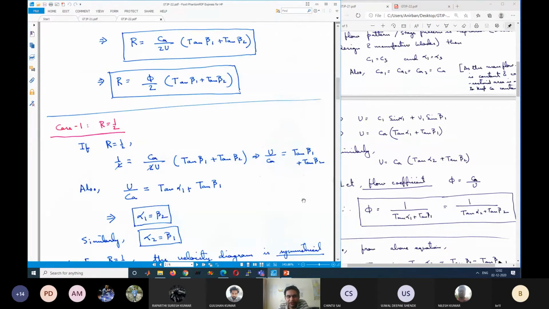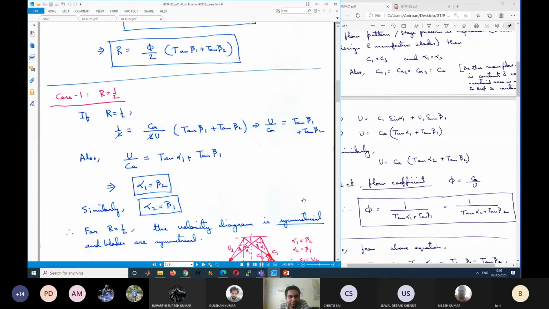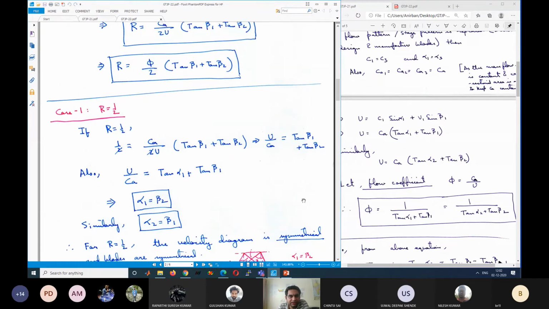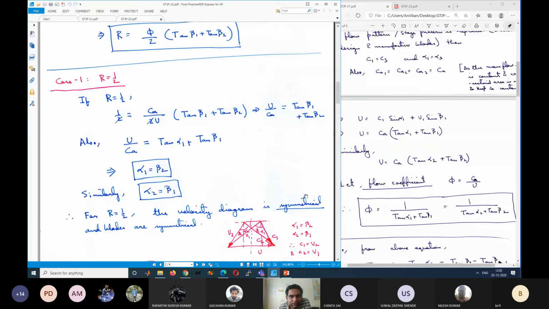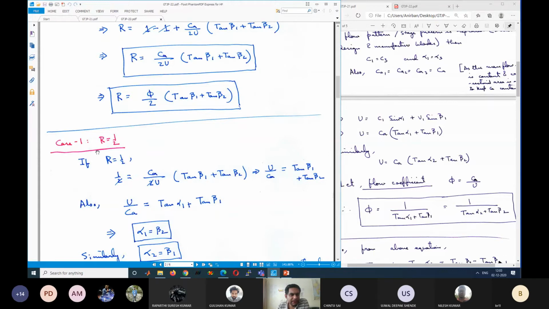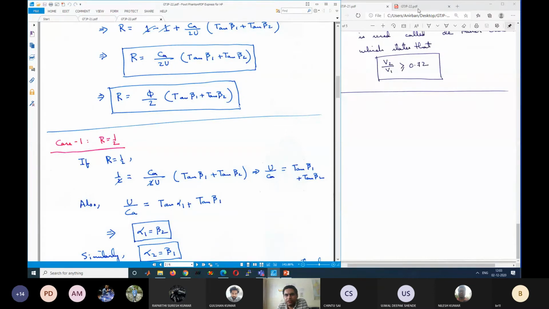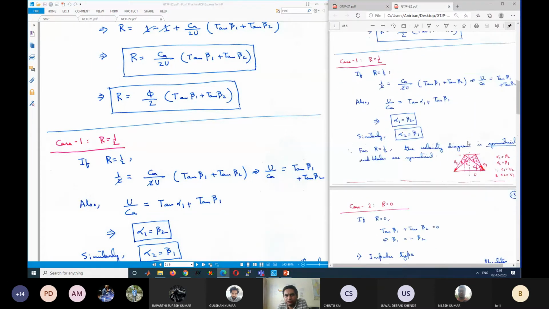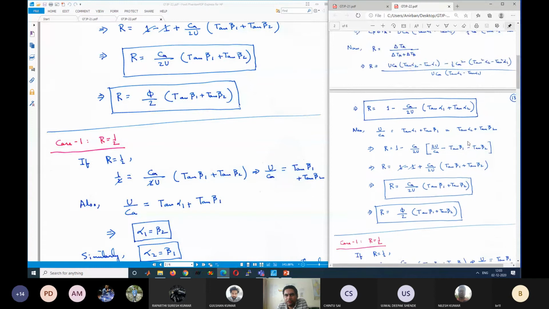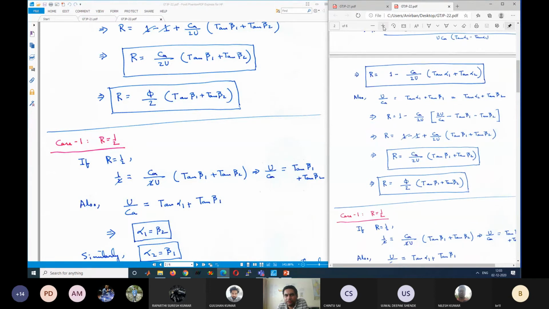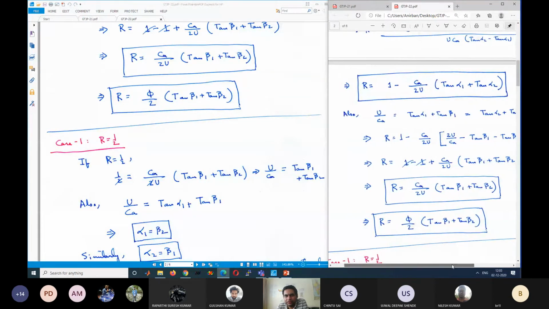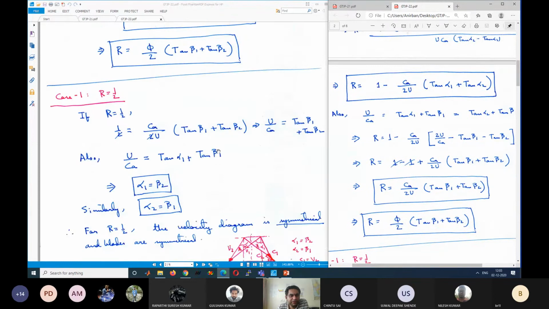Before taking the break, let me go through some limiting cases. So case 1 is R is half, which is the ideal case. Let me just keep the expression for degree of reaction open, so that we will be using it repeatedly.